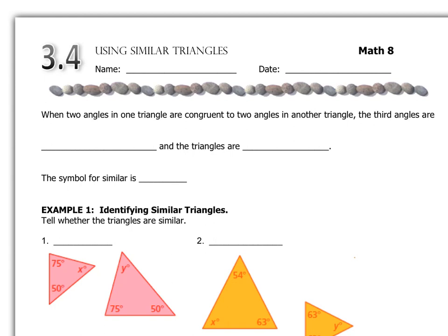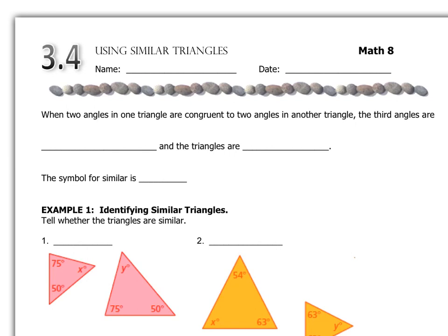So in this lesson, we look at these things called similar triangles. Now, you might know what similar means. Similar is when things are kind of sort of the same, but not exactly the same, because if they were exactly the same, they would be congruent. So similar is when things have commonalities, but they're not exactly the same.